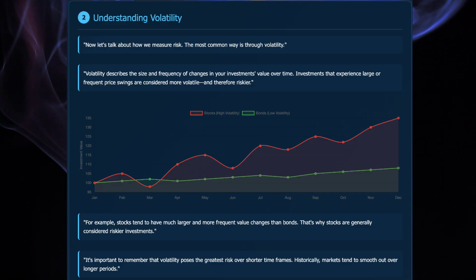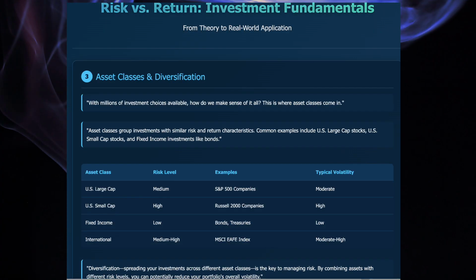Asset classes and diversification. With millions of investment choices available, how do we make sense of it all? This is where asset classes come in. Asset classes group investments with similar risk and return characteristics. Common examples include U.S. large-cap stocks, U.S. small-cap stocks, and fixed income investments like bonds.